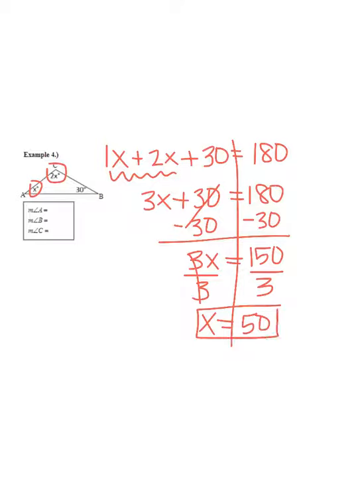In this case, they told us to find angle A, B, and C. Angle A is 50 because it was x. Angle B is 30. That was given to us in the picture. Angle C is 2x. So 2 times x, which is 50, would be 100. If you add these three angles up, 50 plus 30 plus 100, it should equal 180. And it does. So we must be right.